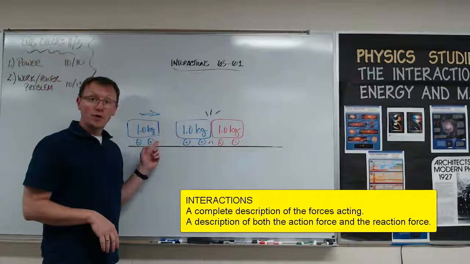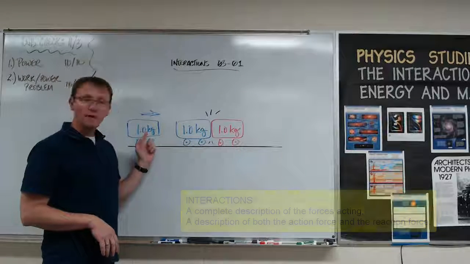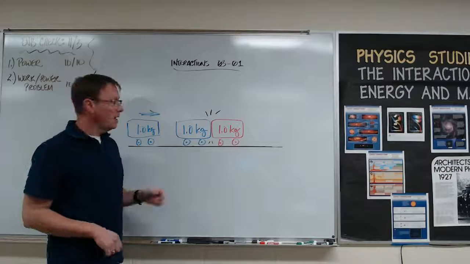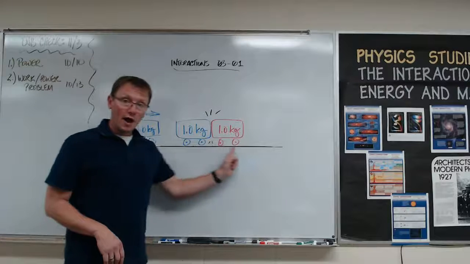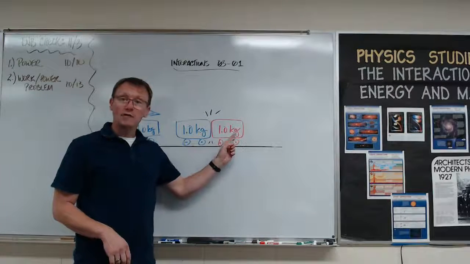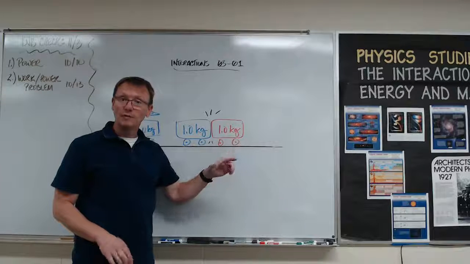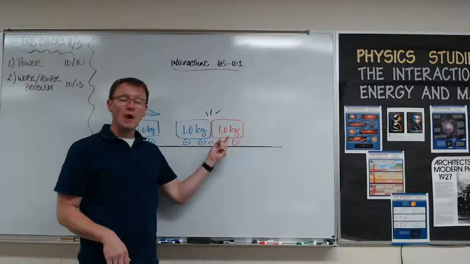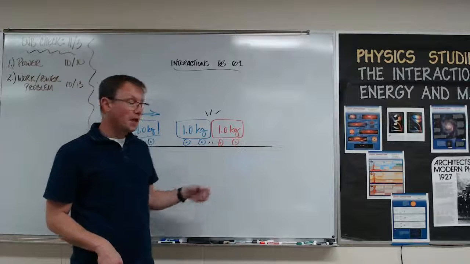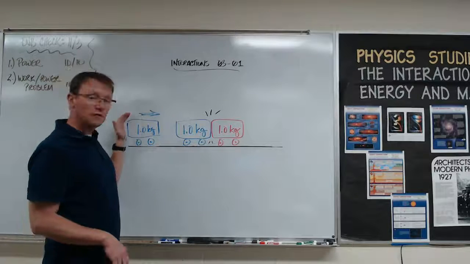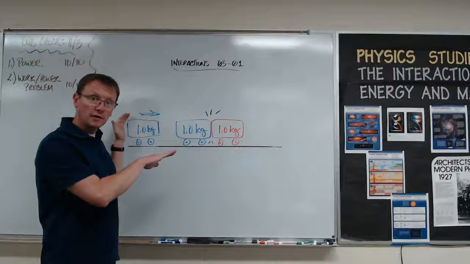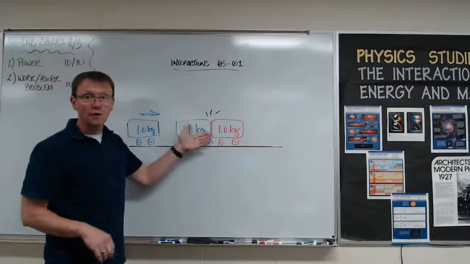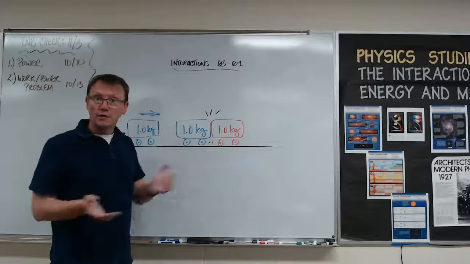Let's imagine for a moment that we have a cart that has a mass of 1 kilogram. It's on a track, and on that track is also another cart, which happens to be stopped, that also has a mass of 1 kilogram. If I give this blue cart some velocity in that direction, they are going to collide. So that should make sense to you.